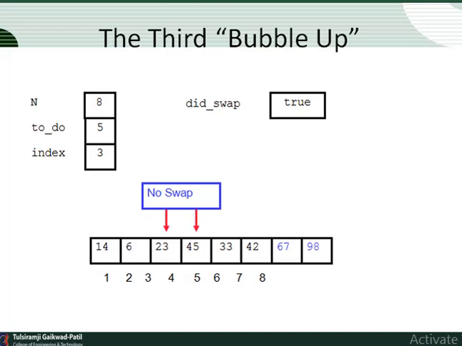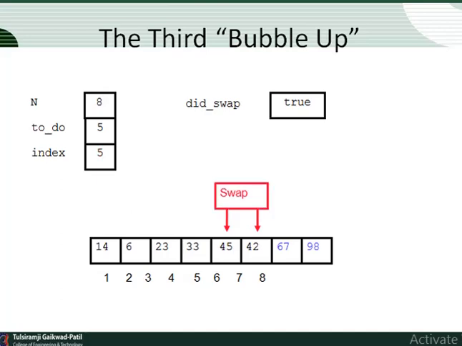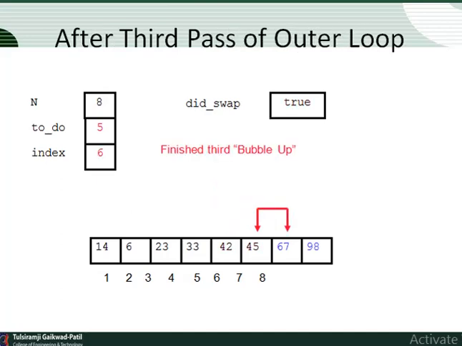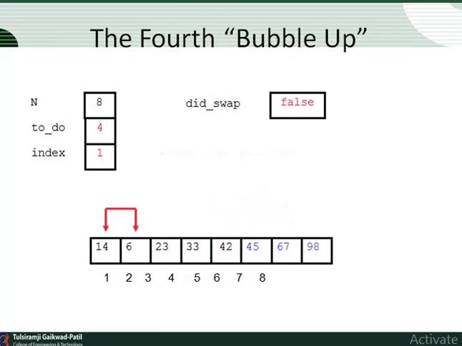Now 45 may get compared with 33, definitely 45 is greater than 33, so swapping is required. 45 may get the position of 33 and 33 may get the position of 45. 45 may get compared with 42, swapping is required because 45 is greater than 42, and so on. Accordingly we may find the last three elements are completely in sorted order, that is 45, 67 and 98.